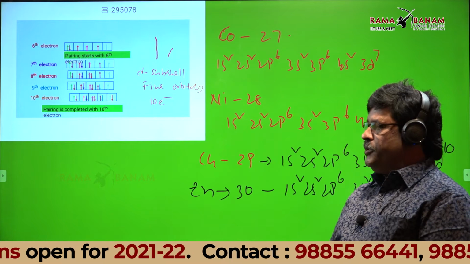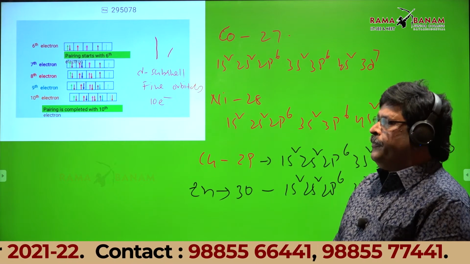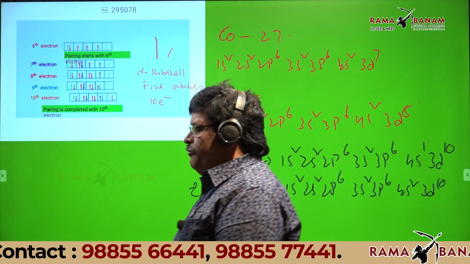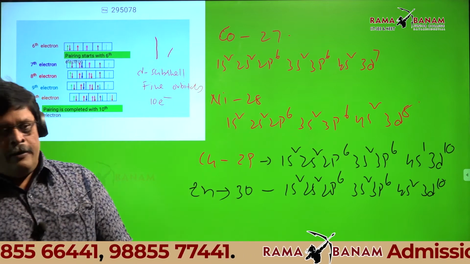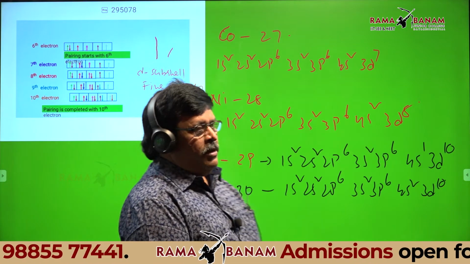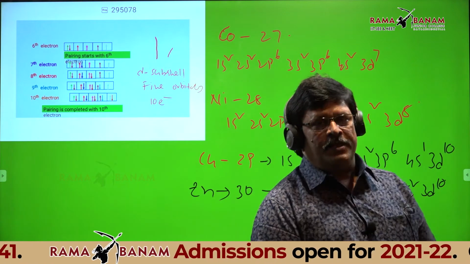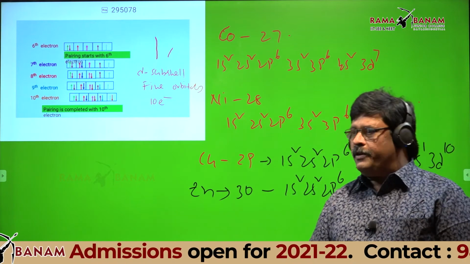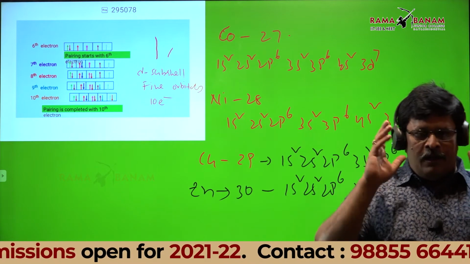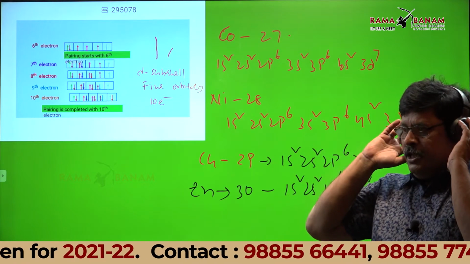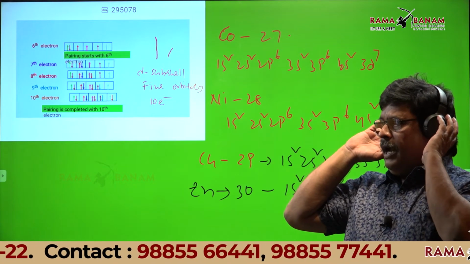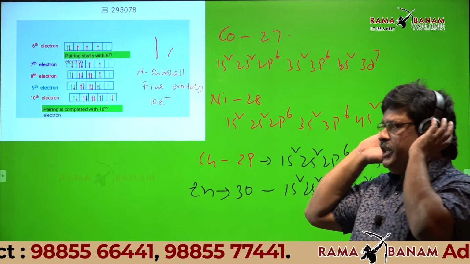Do it fast, students. The time is now 9.4. I'll give 5 minutes time. After that, we'll discuss different types of questions and how to write the configurations of ions also. So we'll meet in 5 minutes. Everyone go through that, and you come with your doubts.